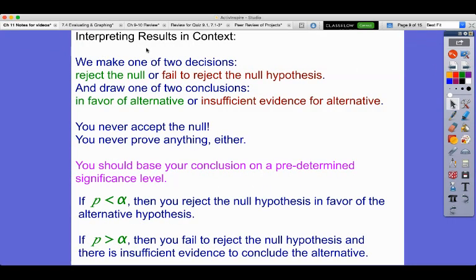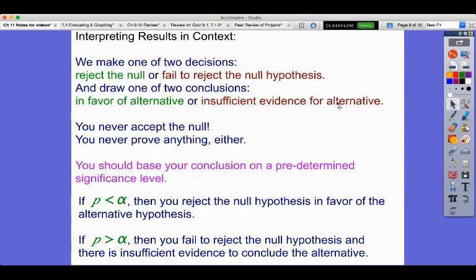So we will be interpreting our results, and we really have two decisions that we might make. One is you reject the null. This is what happens if you get a very small p-value, okay? And when you reject the null, you conclude in favor of the alternative hypothesis. You say, so we reject the null that blah, blah, blah in favor of the alternative of blah, blah, blah because our p-value is very small. Okay. Alternatively, you could say, well, because we have a p-value that's bigger than our alpha, we fail to reject the null hypothesis. There is insufficient evidence for the alternative hypothesis.